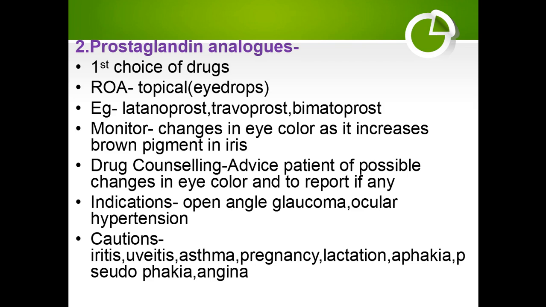Then the next choice of drugs is prostaglandin analogs. So the route of administration is topical, that is nothing but eye drops. Examples are latanoprost, travoprost, bimatoprost. While using prostaglandin analogs, we have to monitor changes in eye color as it increases the brown pigment in the iris. So during drug counseling, we have to advise the patient of possible changes in eye color and to report if any.